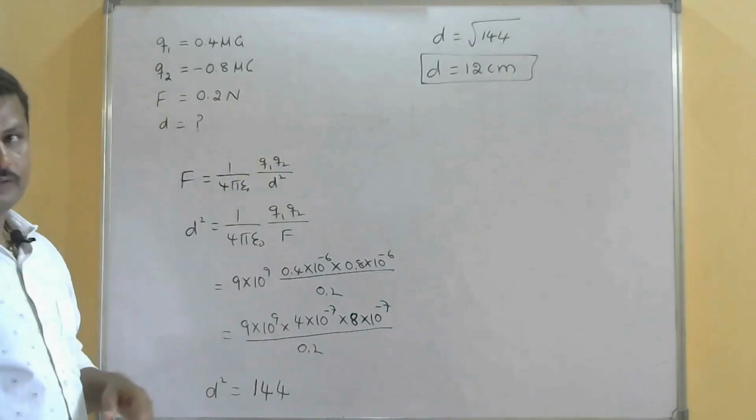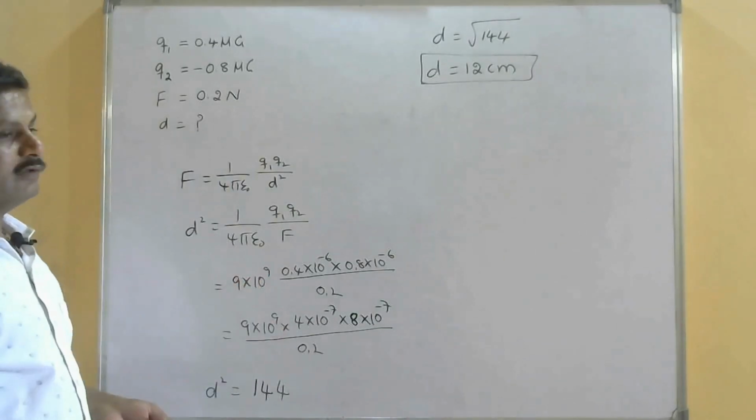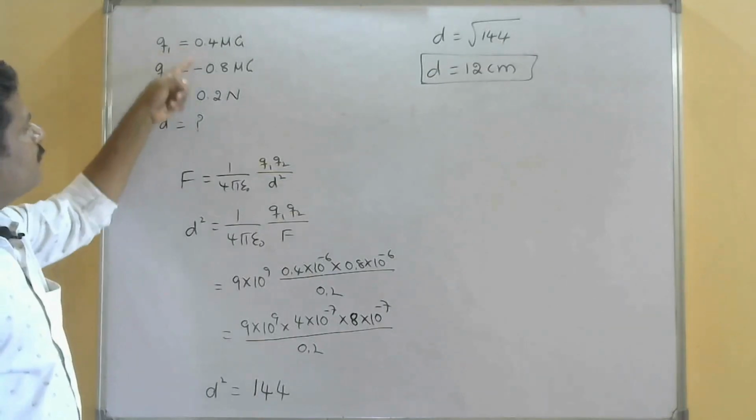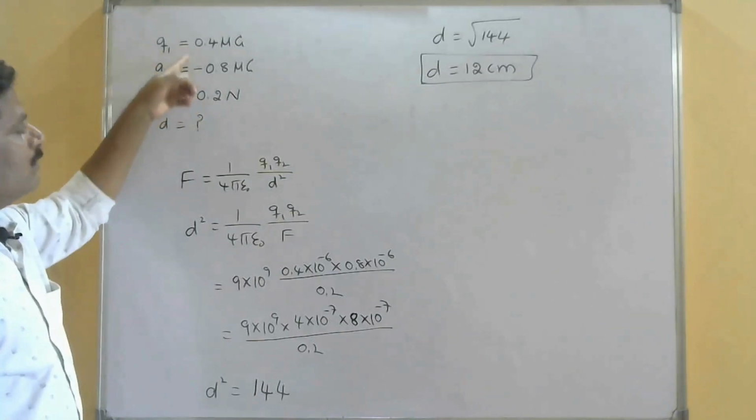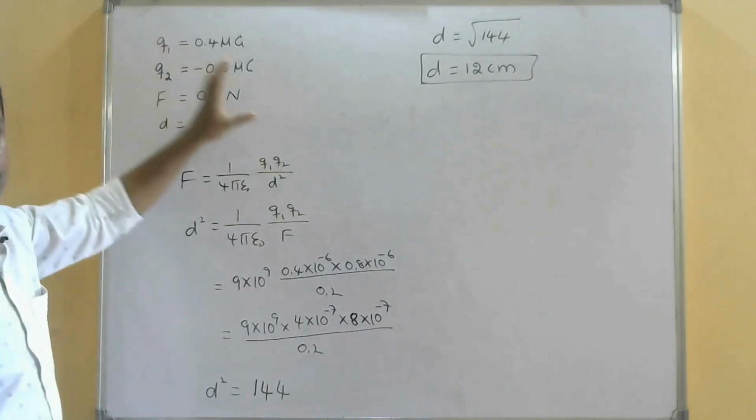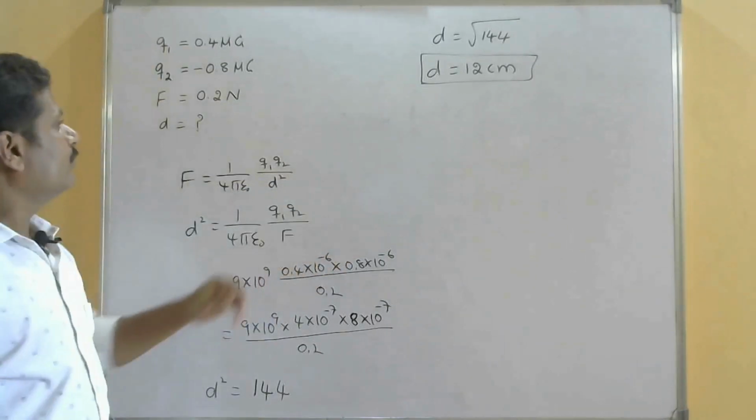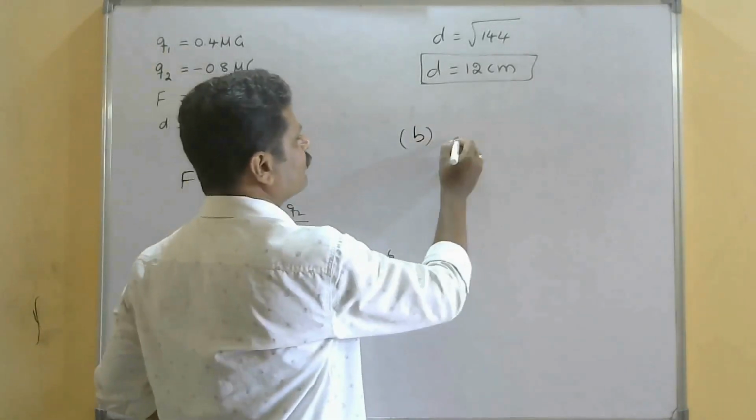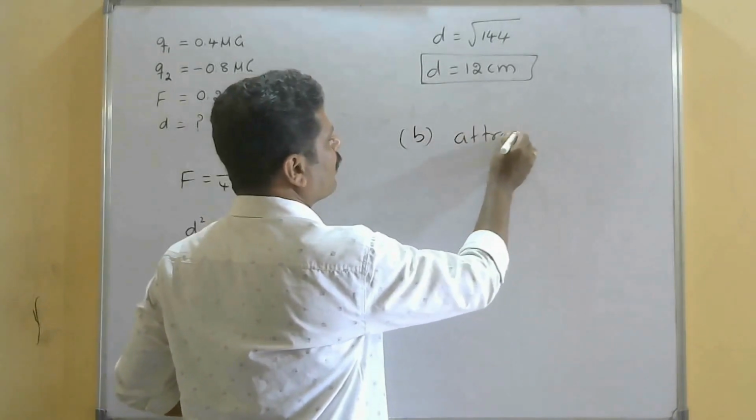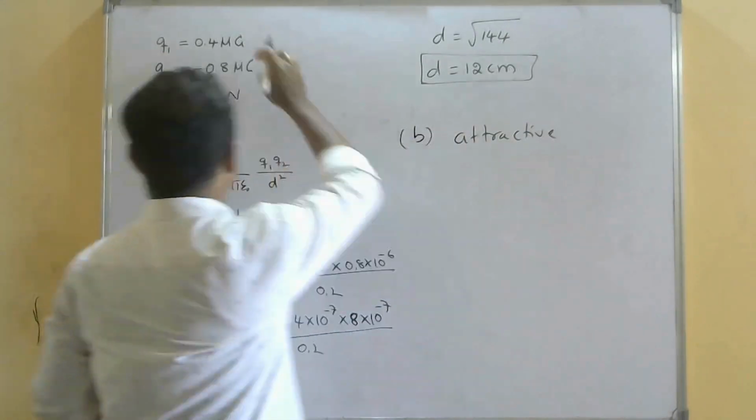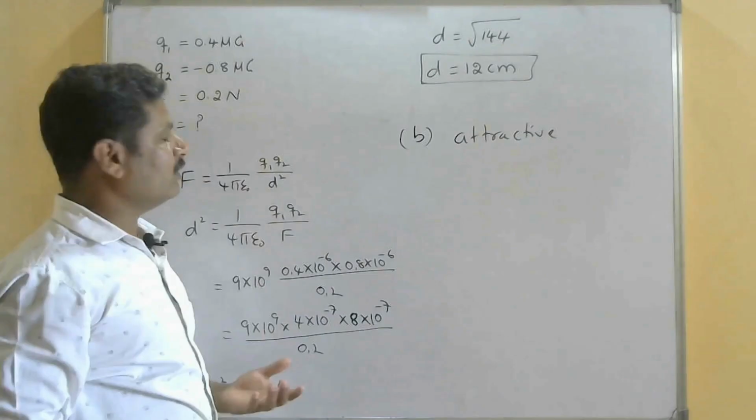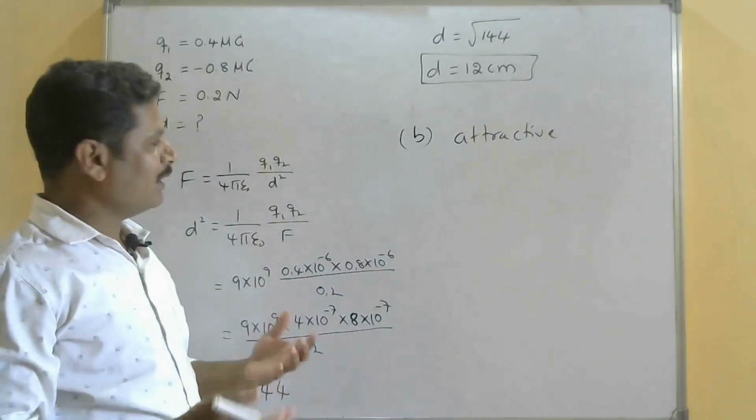Now we need to find out the nature of the forces. Here these two charges are opposite in nature, so this force is attractive. Okay, the attractive force, because Q1 and Q2 are opposite in nature. Opposite charges always attract each other.